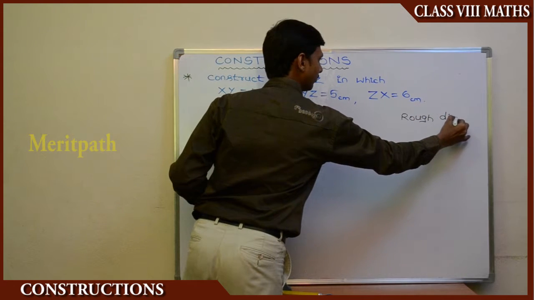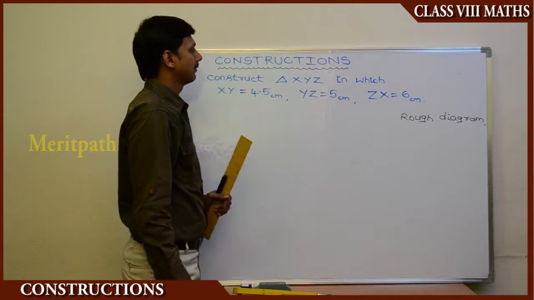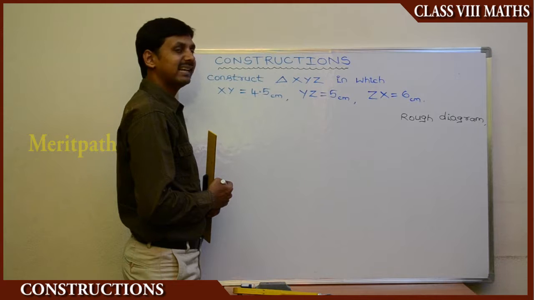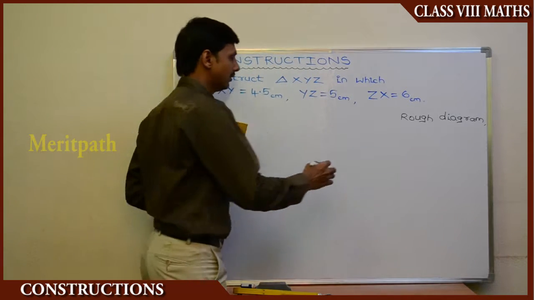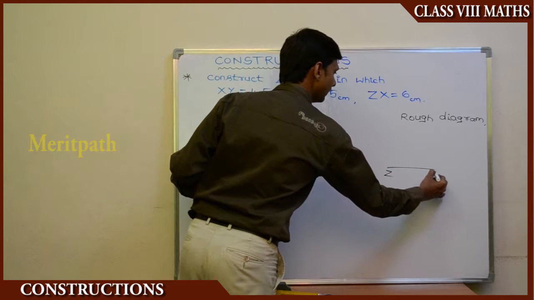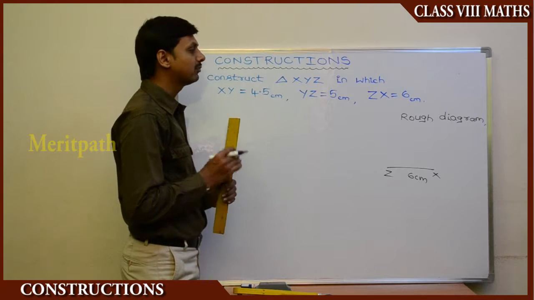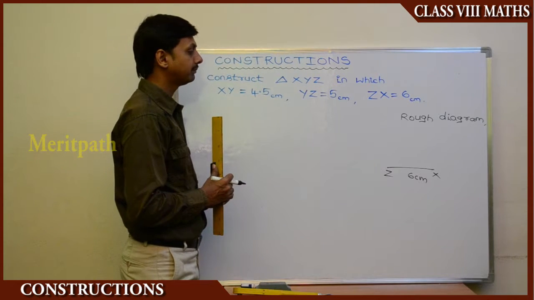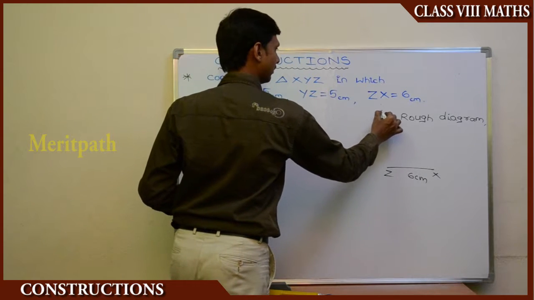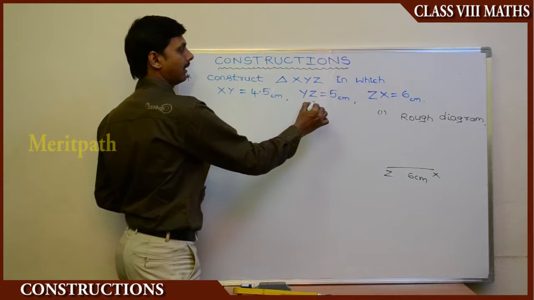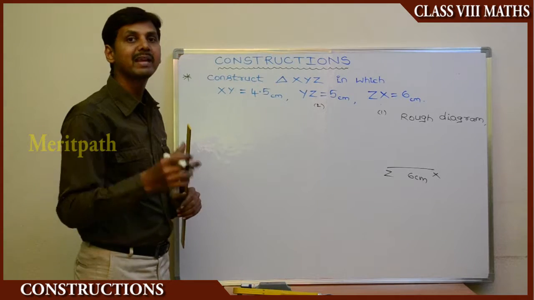Rough diagram. So first we draw ZX, because this is the longest line segment we have. So ZX is 6 centimeters. ZX, the 6 centimeters line segment, we have drawn. So using ZX we have completed the first, and using Z, let's make a 5 centimeters radius and make an arc.